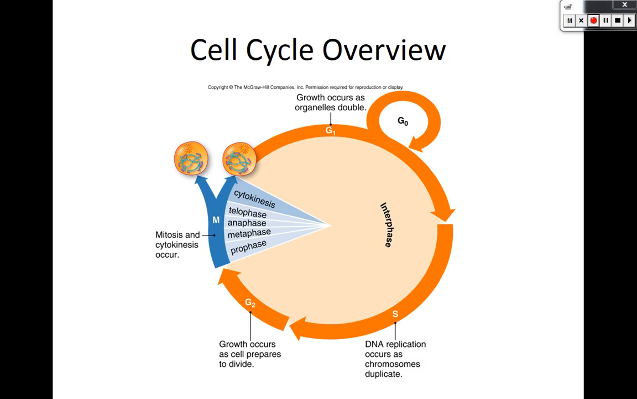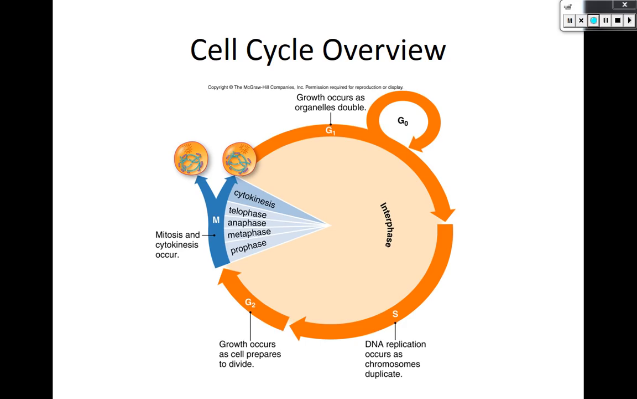In general biology, which is what we're taking right now, we spend most of our time here in mitosis. Mitosis is when one cell splits into two. And so that's where we're going to focus the majority of our effort.